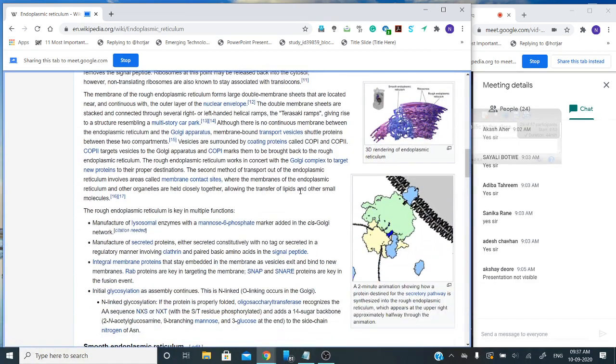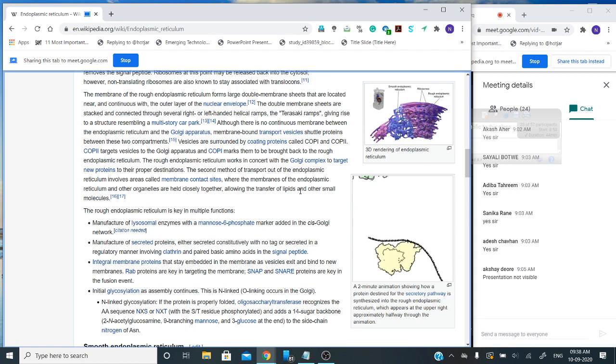So again, we will not go into more detail on the structures. We have seen the cis and trans. It is a structure resembling a multi-story car park, etc. We will not go into that. What are the functions? We'll go directly to them. That is, the manufacture of lysosomal enzymes with the mannose 6-phosphate marker added in the cis Golgi network.